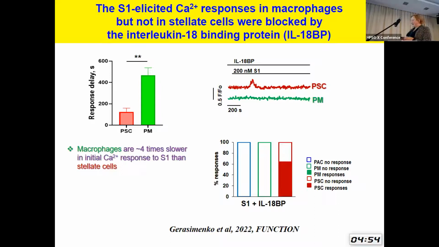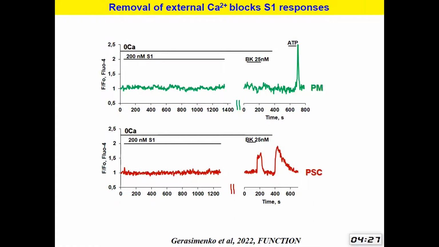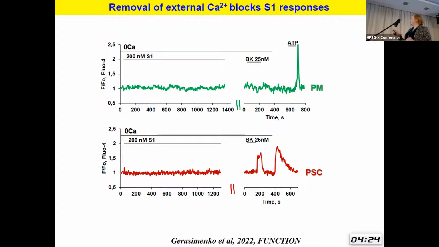We then moved to another point of this investigation, to understand if extracellular calcium has any effect on these responses in stellate cells and macrophages. And indeed, in these traces you can see that in the absence of external calcium, there were no responses in pancreatic macrophages or stellate cells. But all cell types actively responded to their typical agonists. For example, ATP is a typical response in pancreatic macrophages, and bradykinin is the usual calcium response in stellate cells.